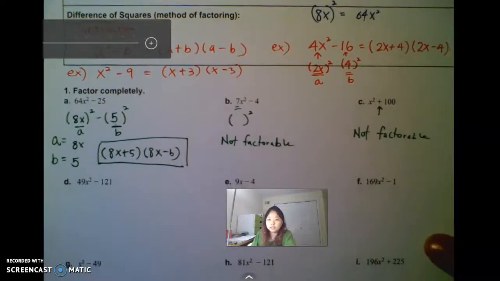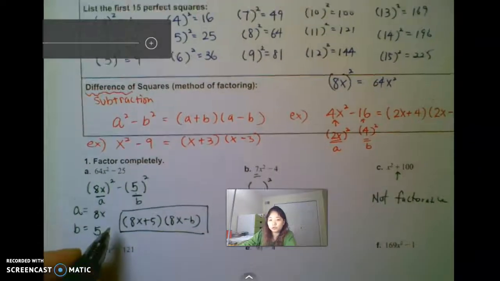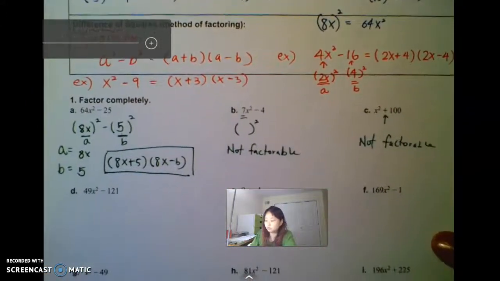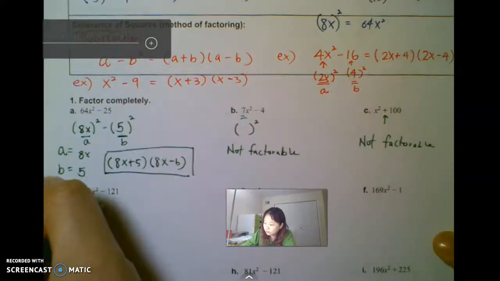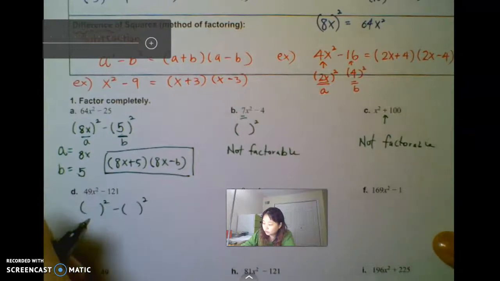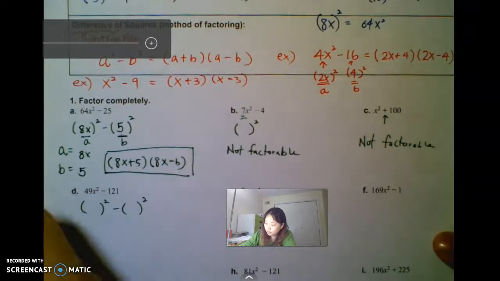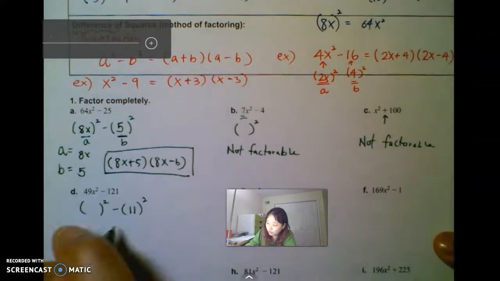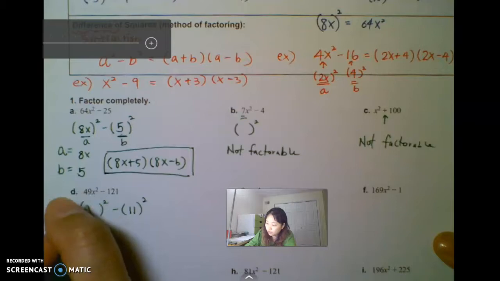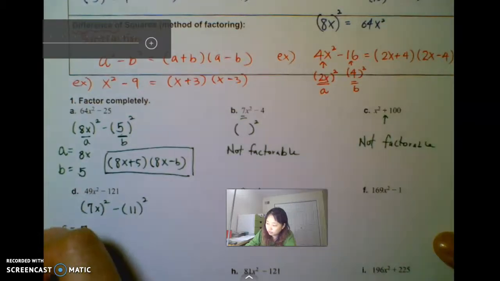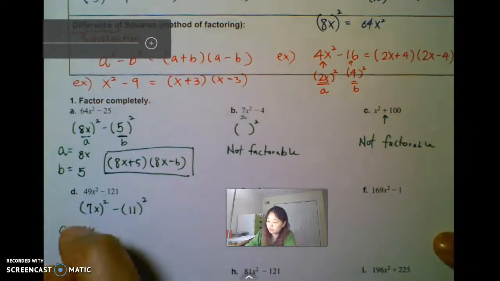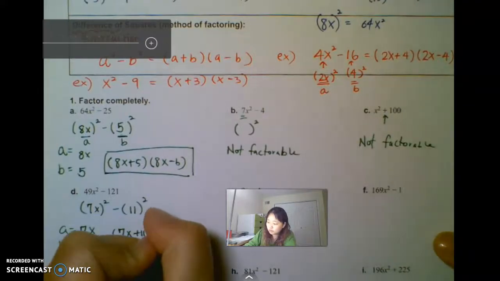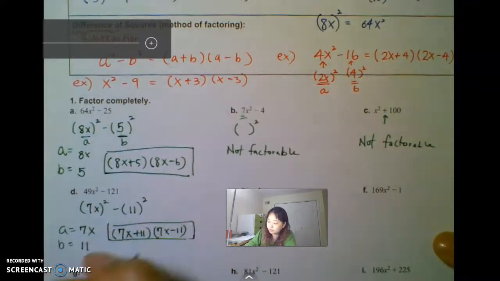Let's try D. Okay, D, 49 and 121. I remember saying 49 and 121, so it is something that we can do. What times what is 49 and what times what is 121, right? So what is A, what is B? I think it's always easier to find the number first. 11 squared is 121. And then 49 is 7 times 7, and x is x. So A is 7x, B is 11. So you can write this as 7x plus 11, 7x minus 11. Done. That's it.